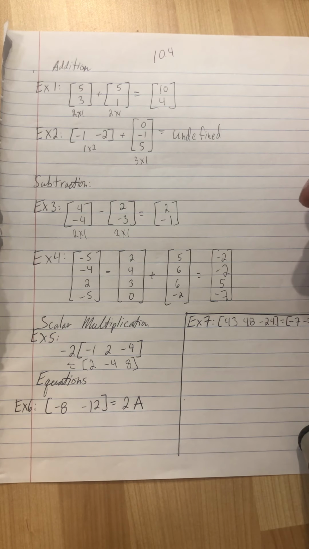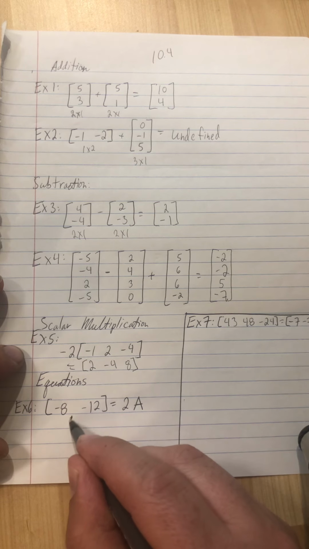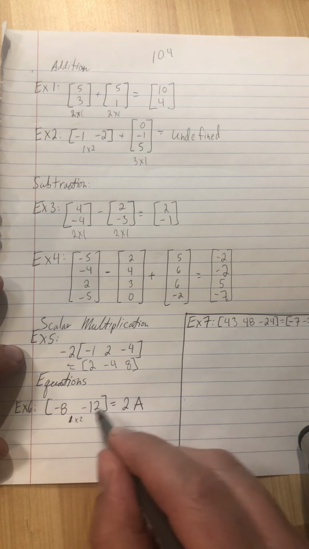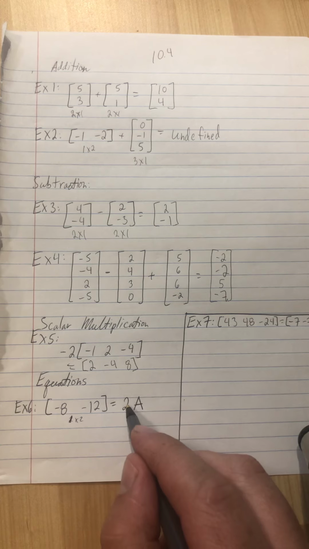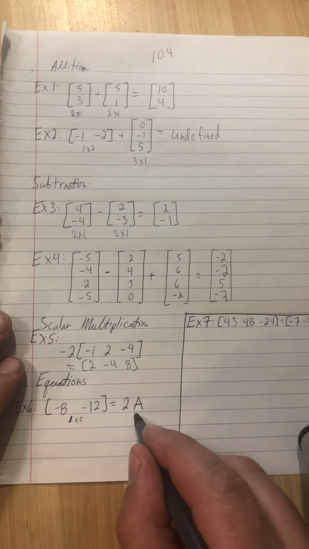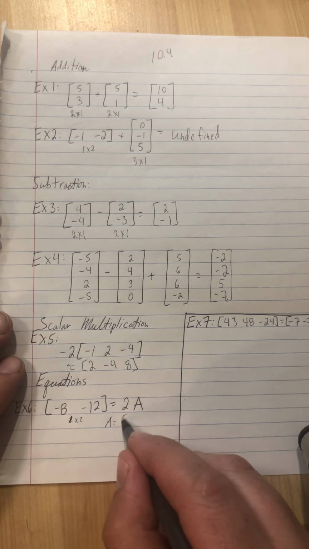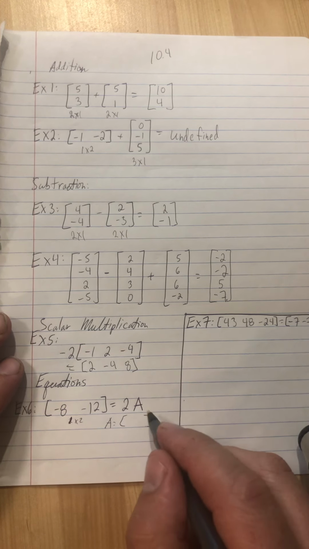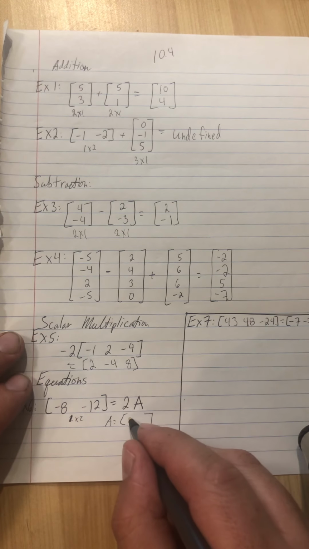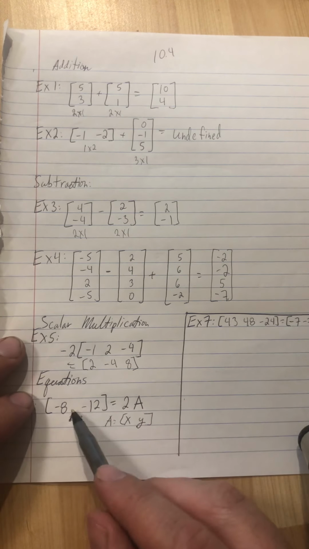The last thing we're going to do is equations. They're a little bit more complicated. Here you've got a 1 by 2 matrix, 1 row, 2 columns. You need to multiply 2 times another matrix that's going to make it look like that. So we need to have A be a 1 by 2 matrix. You can label this as your variables, x and y, and solve.